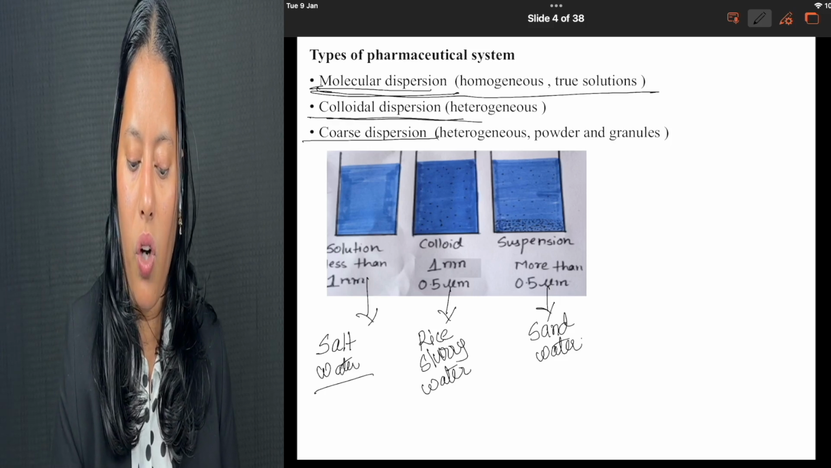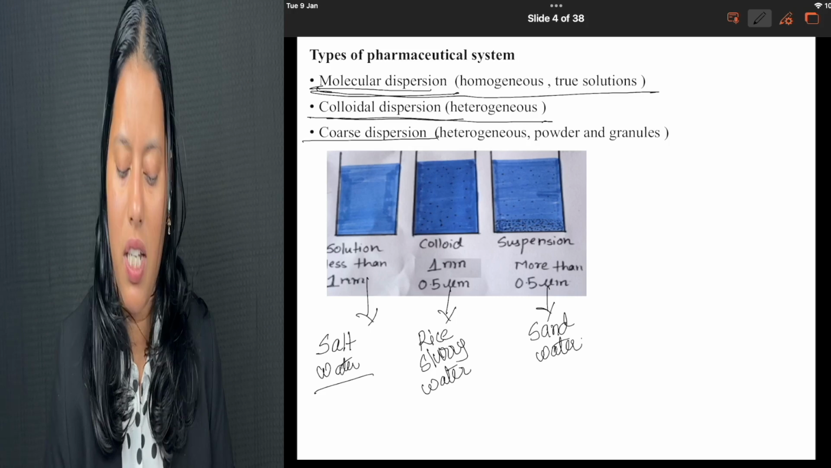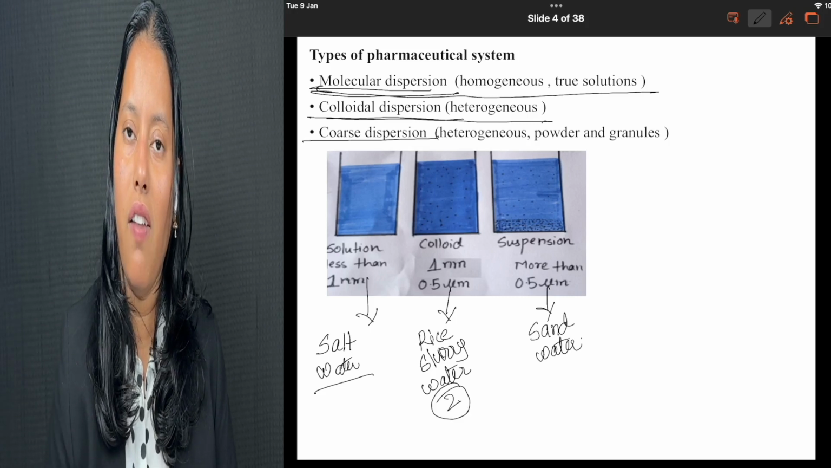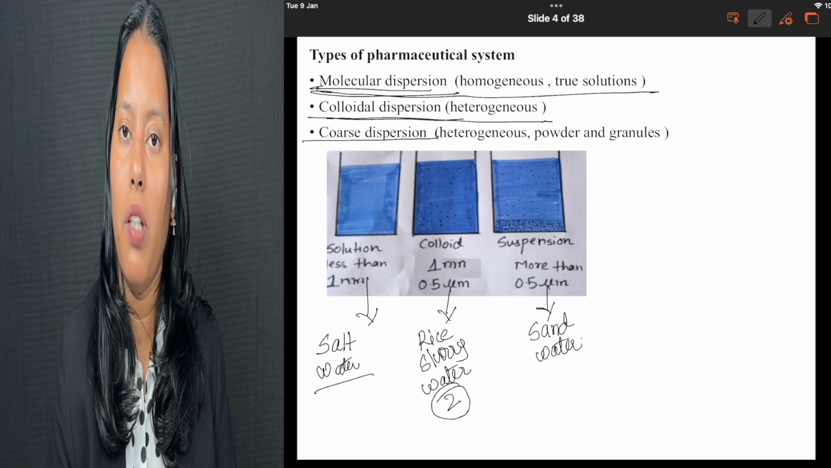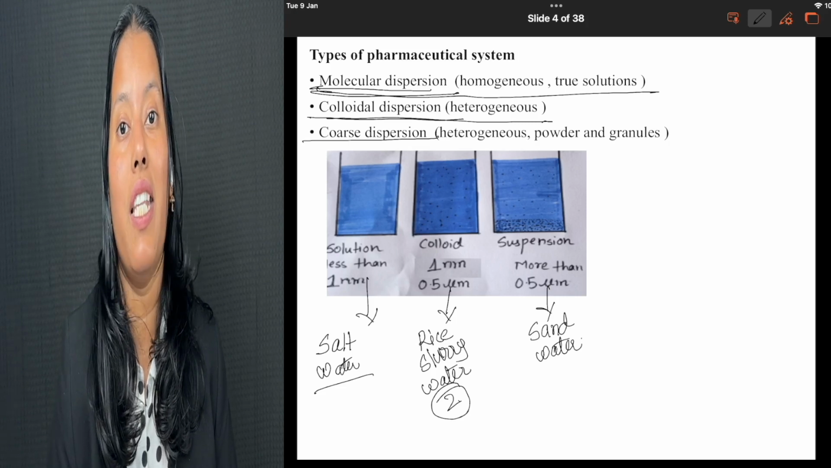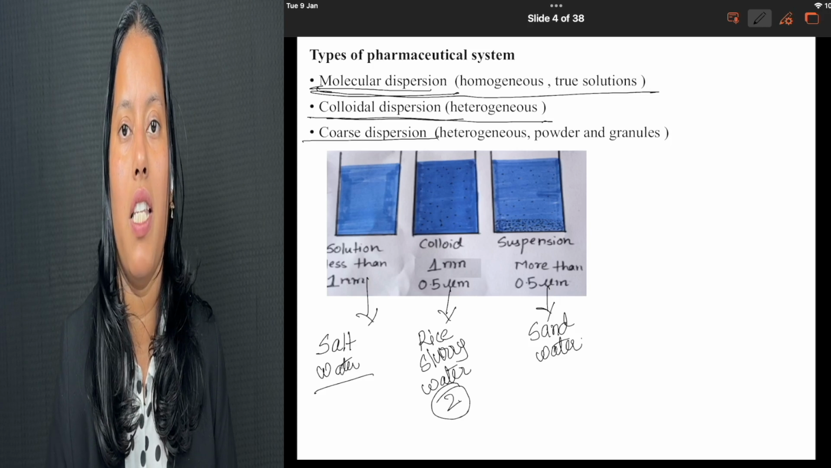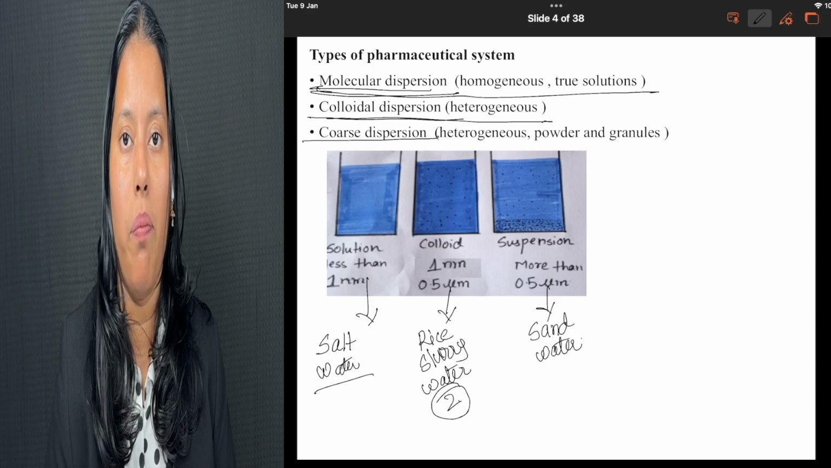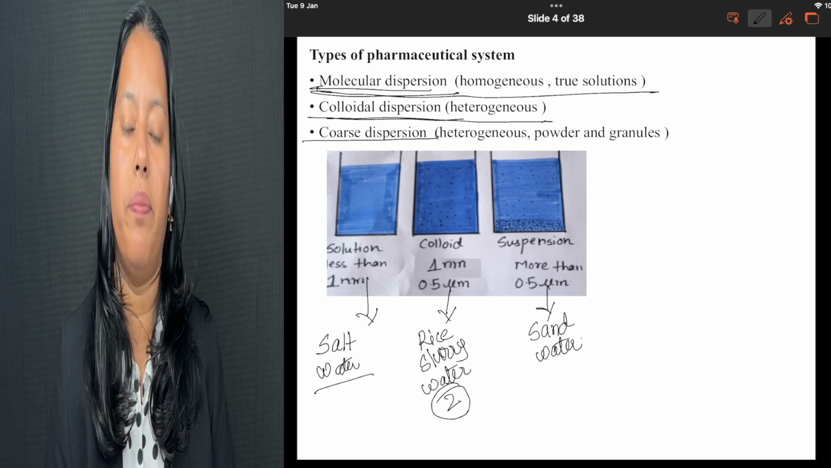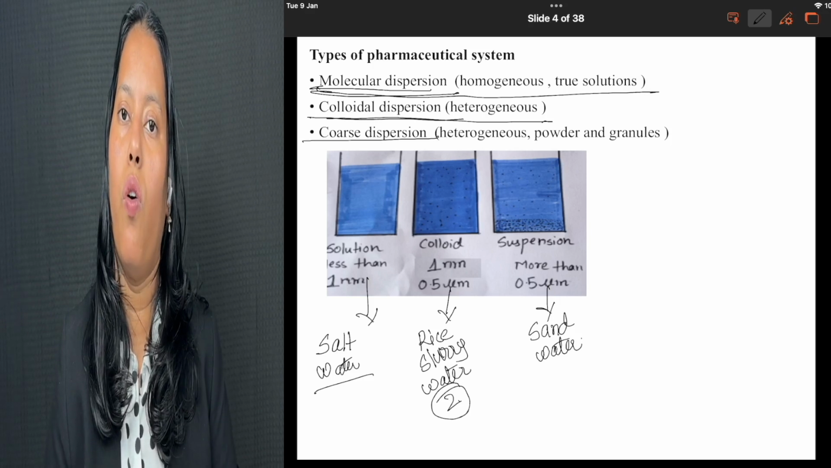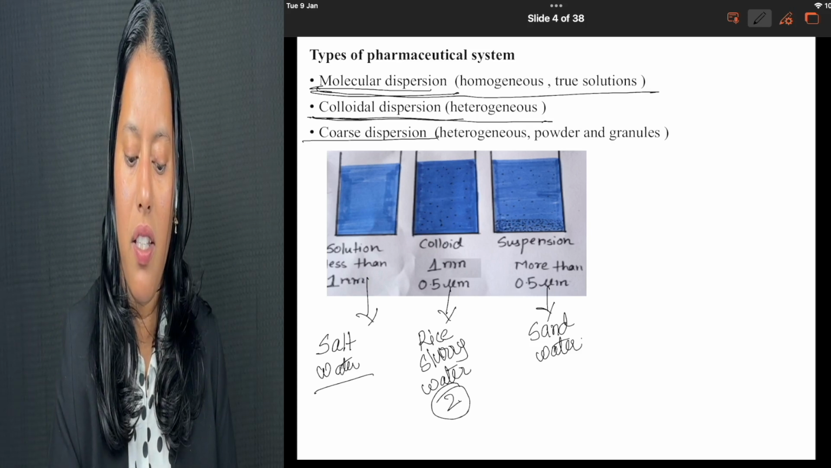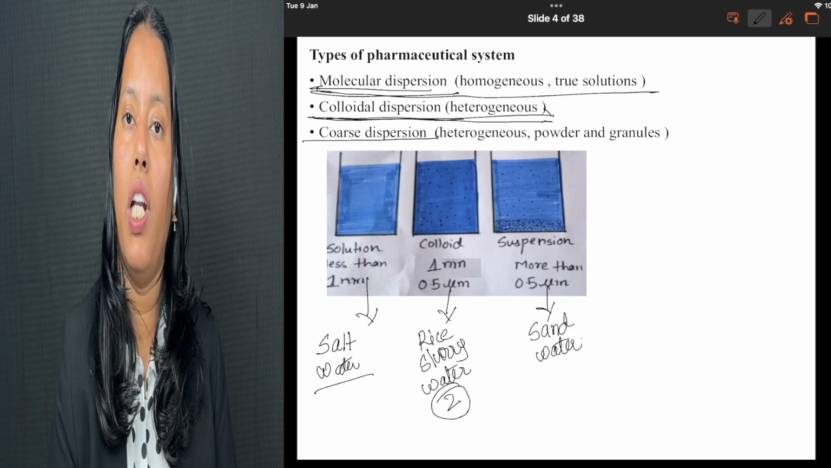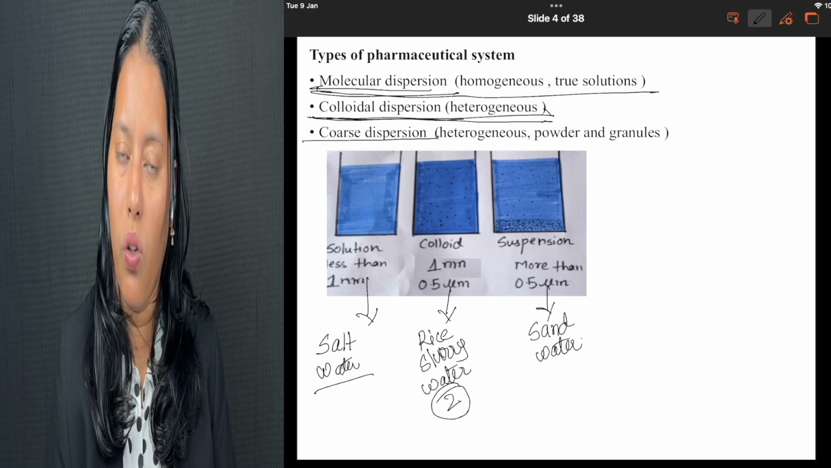Second, you have the colloidal dispersion, which is heterogeneous. In the second experiment which I told you, whatever was the clear water, you will observe that the water becomes turbid, or hazy. The rice flour you added gives a gel appearance and the water becomes turbid. The system appears homogeneous, but this is the phase where you can see the changes, and this is also a heterogeneous system which is called the colloid.